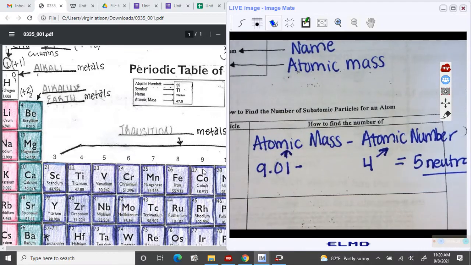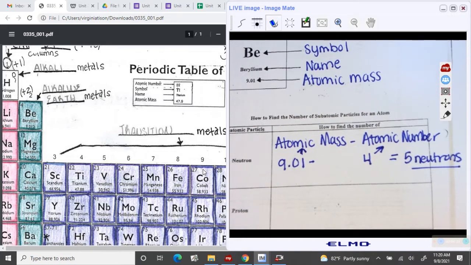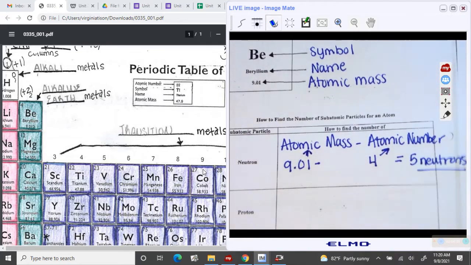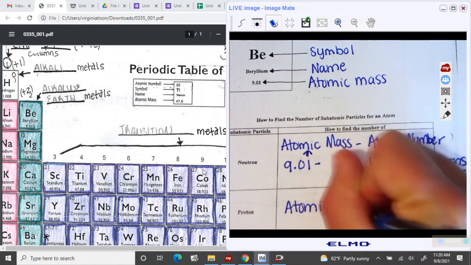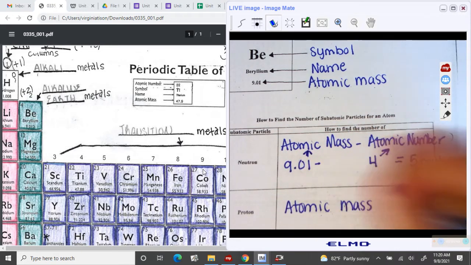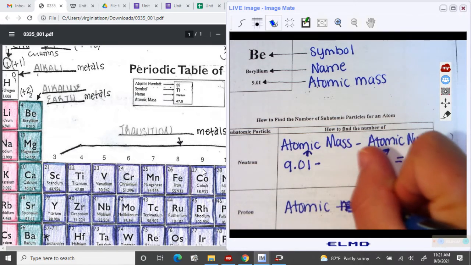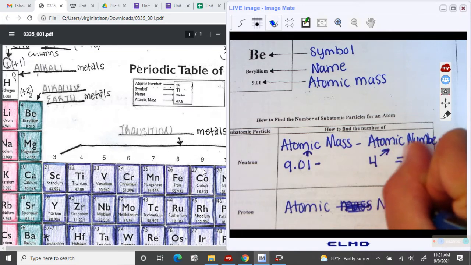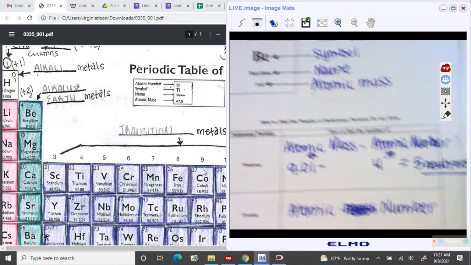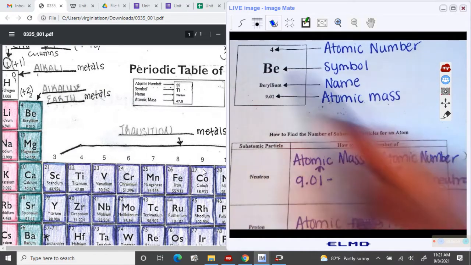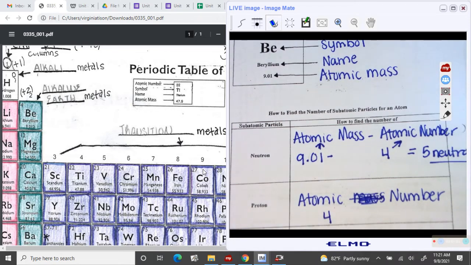All right, so how do we find the protons? We want to find the protons. This one's very easy. It's just the atomic number. So in beryllium's case, the atomic number we saw at the top was 4.